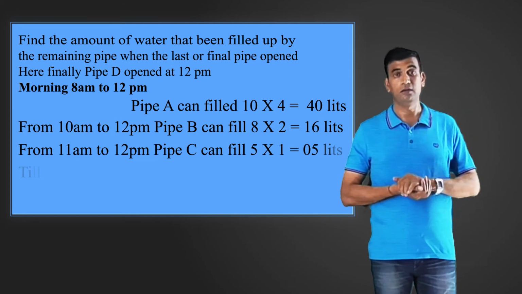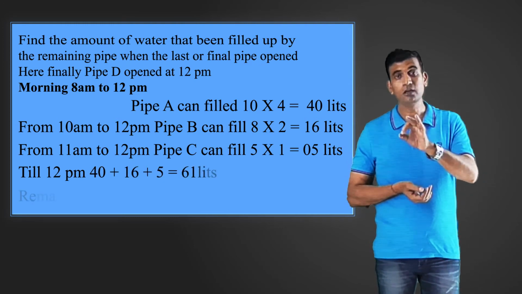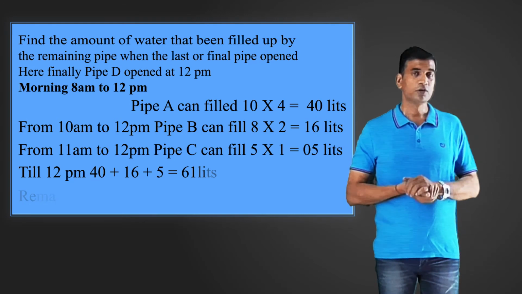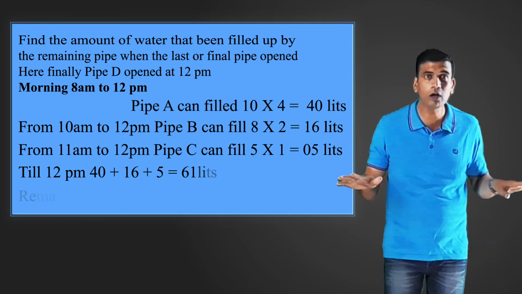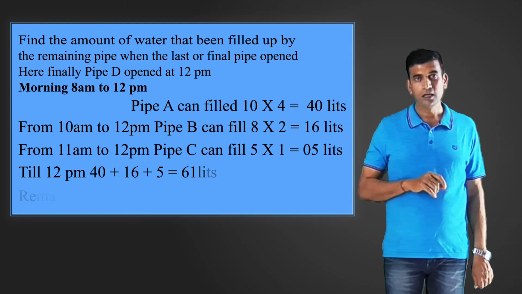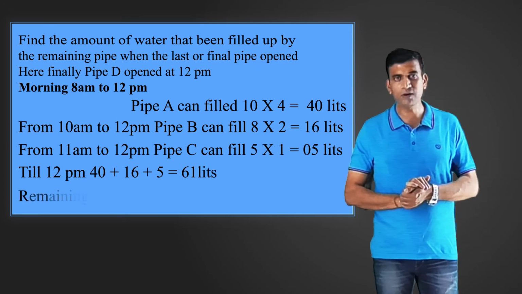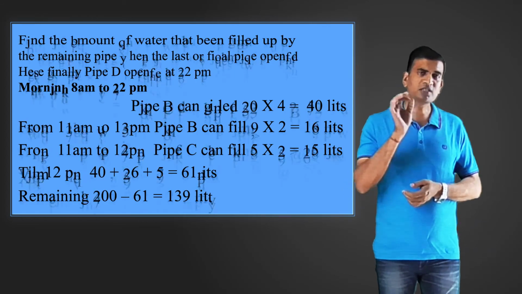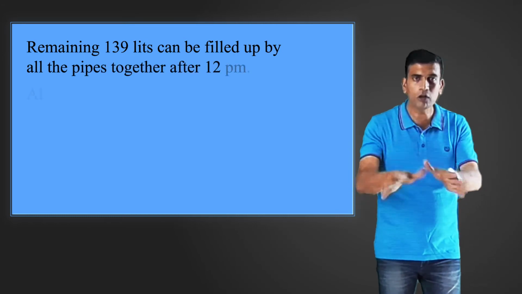So all total, they can fill how much? This is 40 plus 16 plus 5, 61 liters. So what is the remaining part that can be filled by all together? Total we are having 200 liters. Till 12, 61 liters already filled. So remaining is 200 minus 61, 139 liters. This 139 liters from 12 p.m. onwards is filled by all the pipes together.